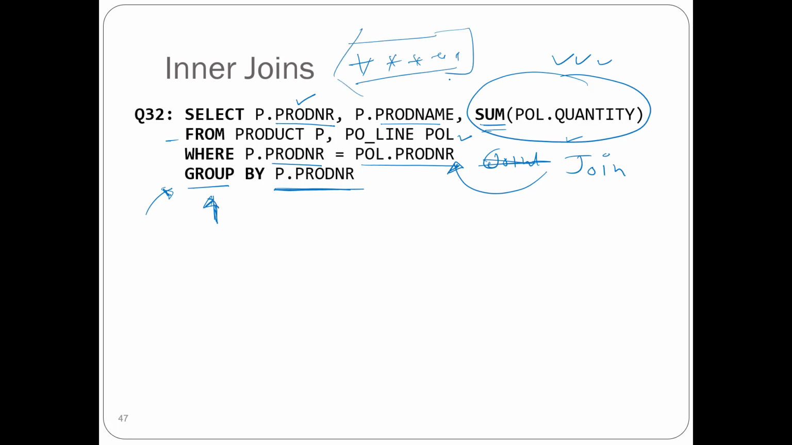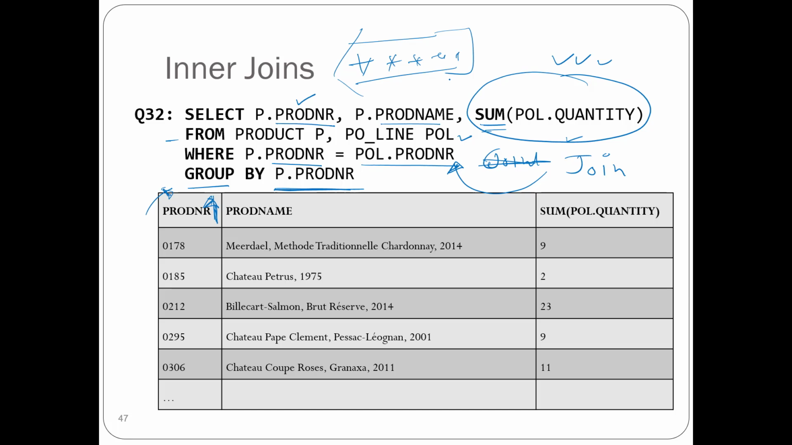We are combining the group by, the aggregate function, and also a join, right? So all that we learned till now, we combined together in an interesting query, and that's the result. Okay, so you have product number 0178 with the product name and then the sum of the quantity. If you want, you can give it a name also using an as.